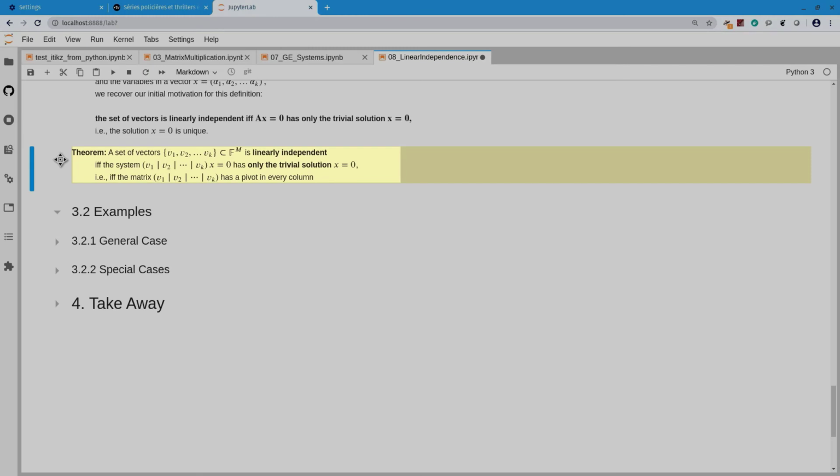A theorem, therefore: a set of vectors in Fm is linearly independent if the solution that I get by writing these vectors into a matrix as columns has only the trivial solution x equals 0, and what that means is that the matrix has a pivot in every column. My question, are vectors linearly independent, yes or no, has been reduced to asking, does the matrix that I form from those vectors have pivots in every column? If yes, the vectors are independent. If no, the vectors are dependent.